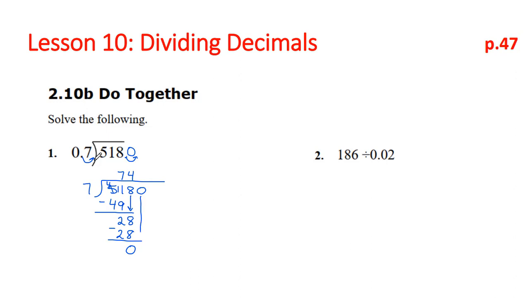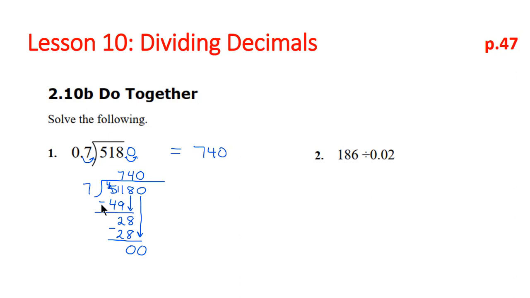But we have another 0 to bring down. 7 goes into 0 0 times, and 0 times 7 is 0, so we can just stop there. We have met our goal. We have a 0 remainder, and our quotient is 740. So 518 divided by 0.7 is equal to 740.